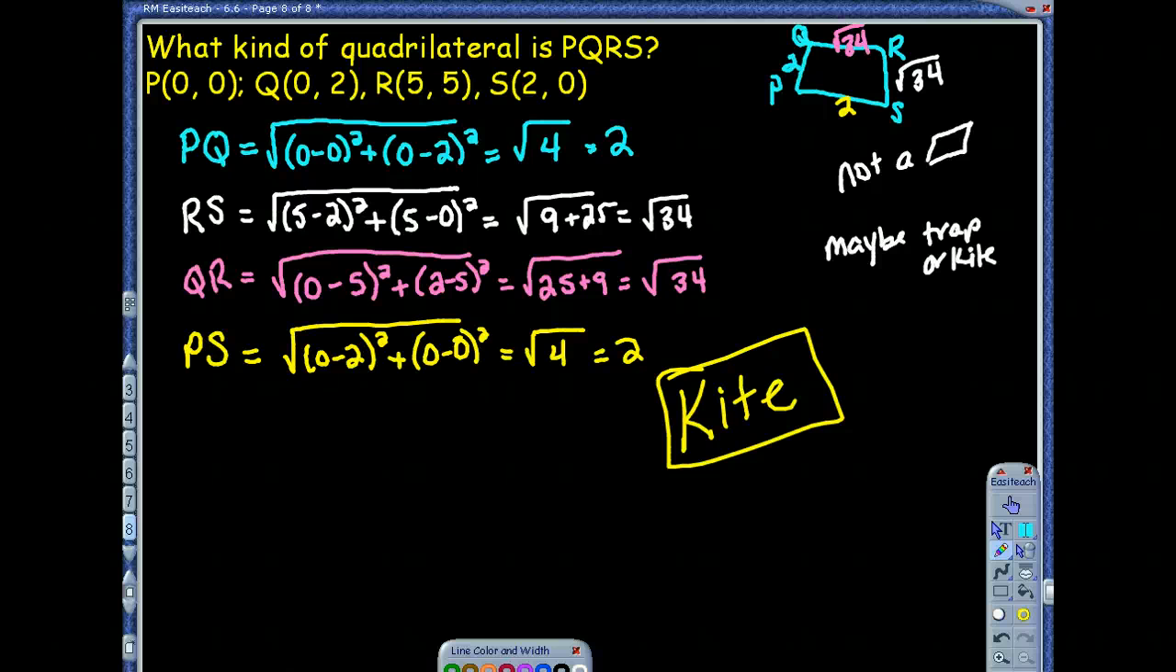I'll tell you that this is one of those things where a lot of kids want to go with the slope approach because slope's sometimes easier for us to do. But I'll be honest, guys, if you do the distance approach, sometimes it's a little bit more telling up front of what kind of figure you're going to have.